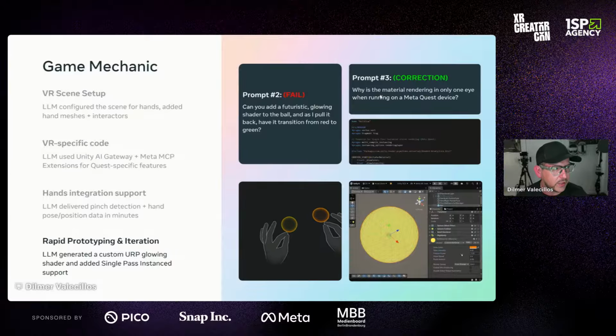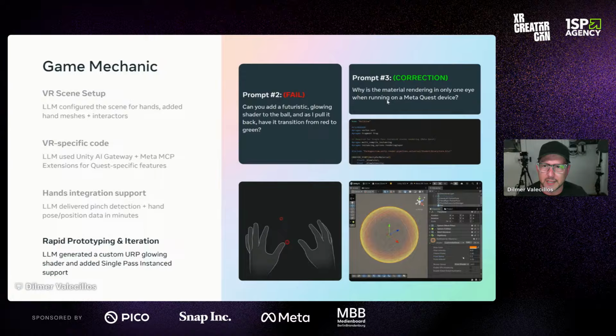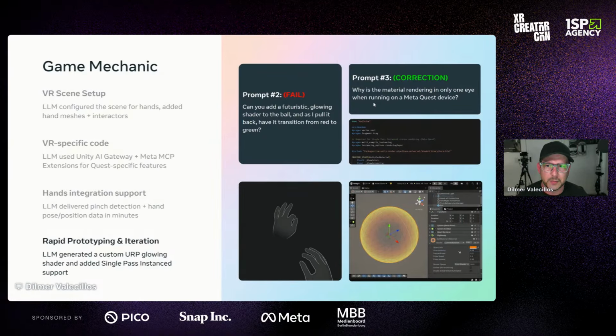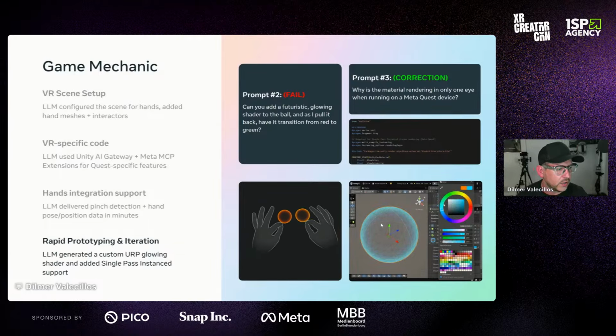Then I told it, why is the material rendering in only one eye when running on the Meta Quest device? And if you're a shader expert or you work with shaders on VR, you know that if you want to render on both eyes, there are additional shader parameters and configuration that you have to do when implementing a shader for VR. So I did that, and then the shaders were working correctly on the Quest.